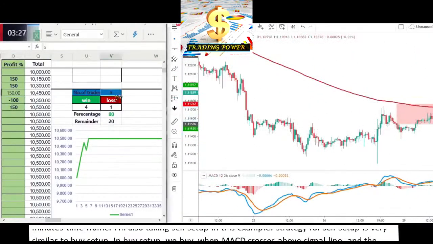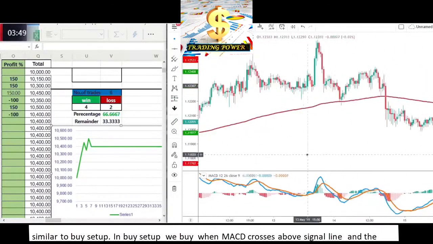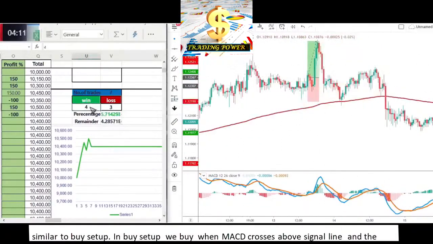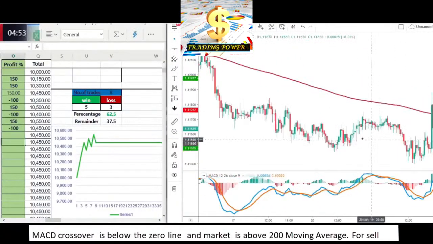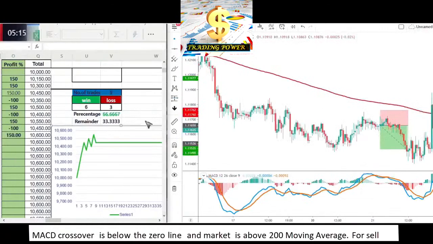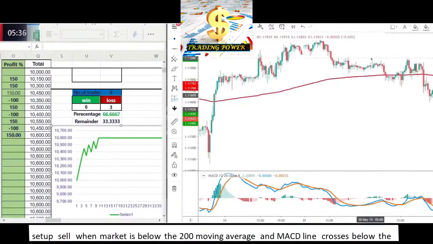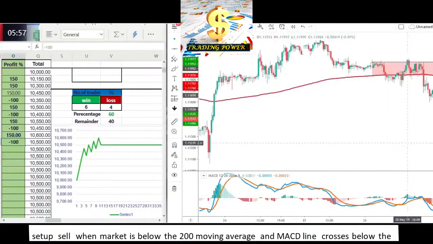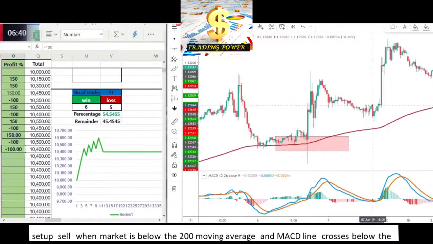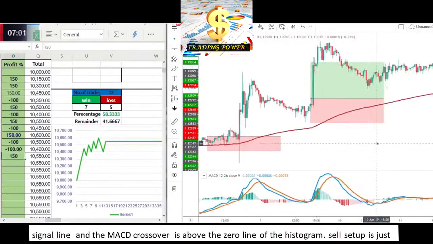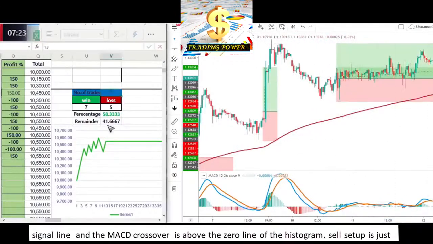Strategy for sell setup is very similar to buy setup. In buy setup, we buy when MACD crosses above signal line, and the MACD crossover is below the zero line, and market is above 200 moving average. For sell setup, sell when market is below the 200 moving average, and MACD line crosses below the signal line, and the MACD crossover is above the zero line of the histogram.